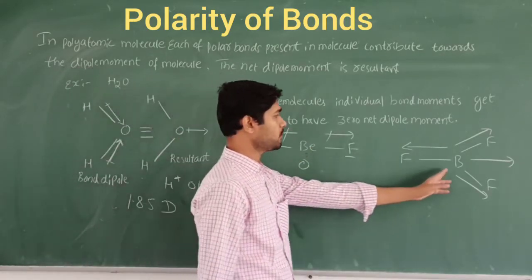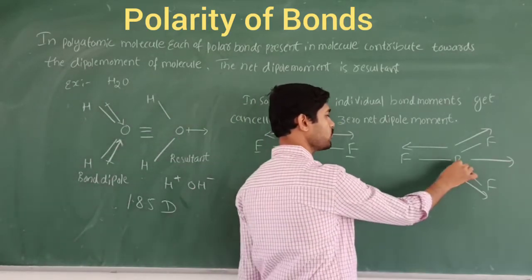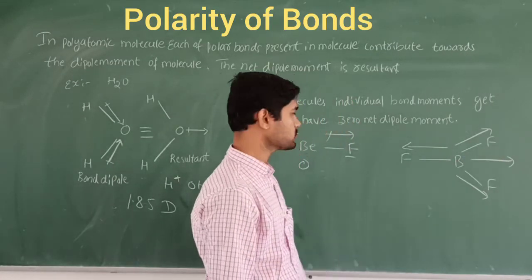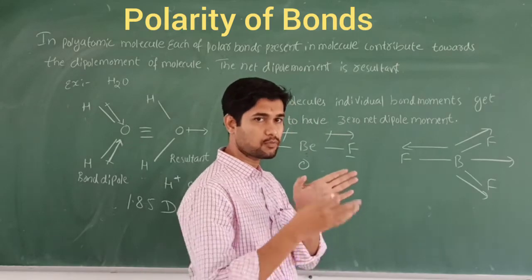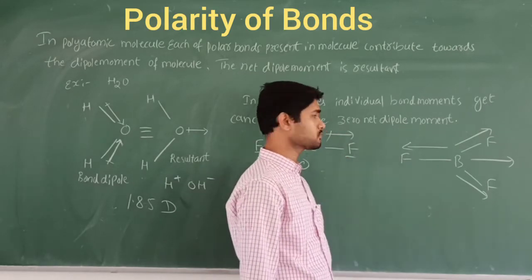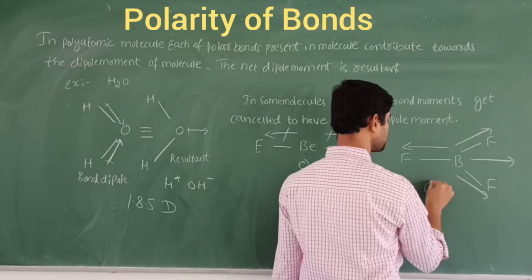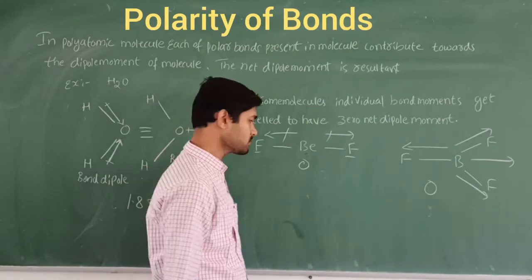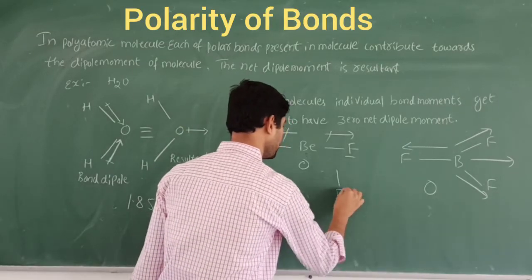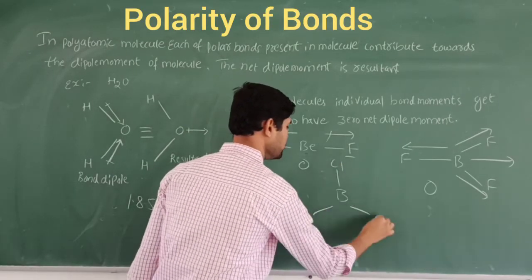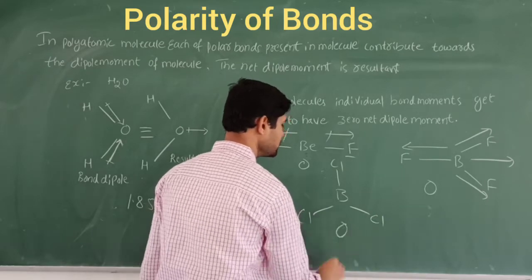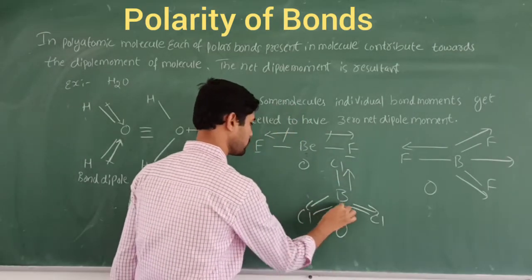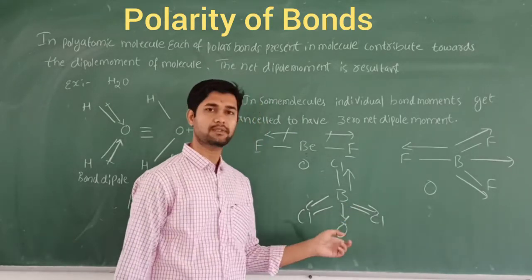Come here to one more, boron trifluoride. Boron has lesser electronegativity compared to the three fluorines. The shared electrons always move towards the higher electronegative atom, so the resulting net dipole moment comes to zero, because the bond dipoles are in opposite directions and cancel each other. The net resultant dipole moment is zero for this one.